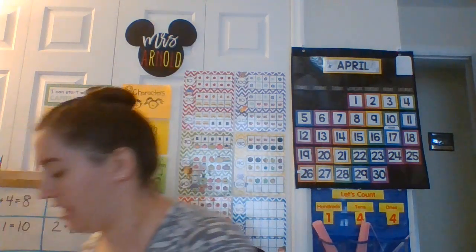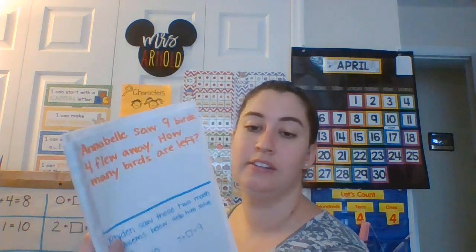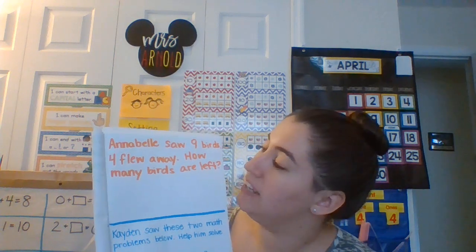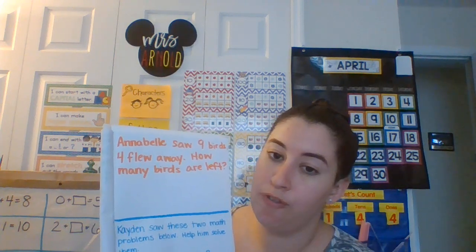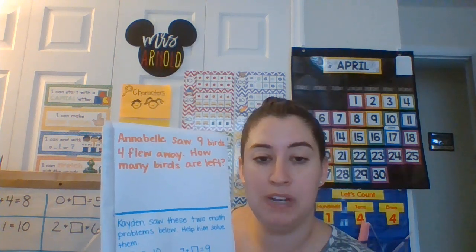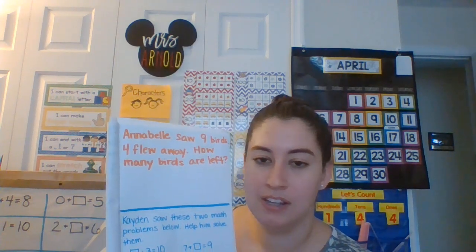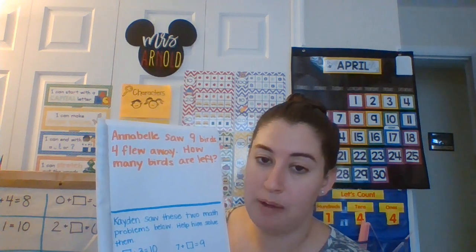Okay, let's move on to our problem of the day. So yesterday, we had Annabelle. Annabelle saw 9 birds. 4 flew away. How many birds are left? That was our problem yesterday. So this problem gives us 2 numbers. One of them is our whole and one is a part.